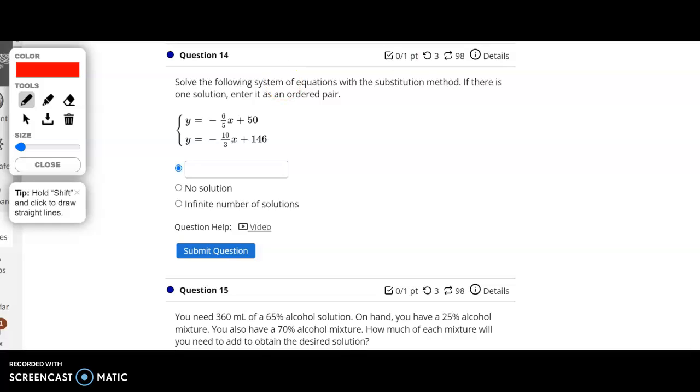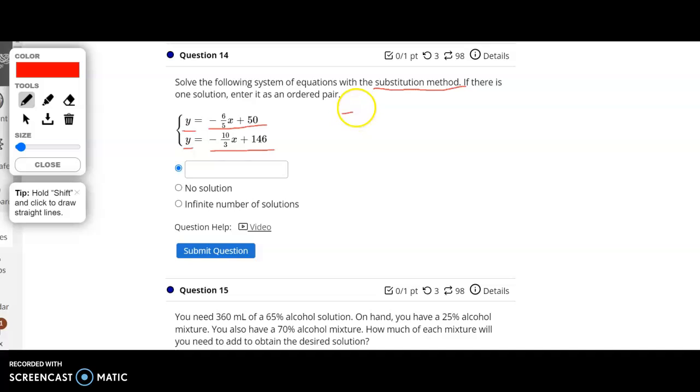Okay, so this problem, I'm doing number 14 because I know some people are going to look at it and be like, see the fractions. It says solve using the substitution method, but even if it hadn't told us, we can see it's set equal to y. These are both set equal to y, which means these are both equal to each other.